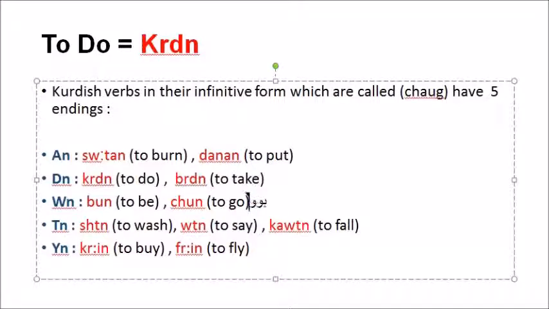Boon is like this. Boon in Persian is budan. Anyway, chun is like that. It's also a strong woo. Chun. Anyway, it's like that.